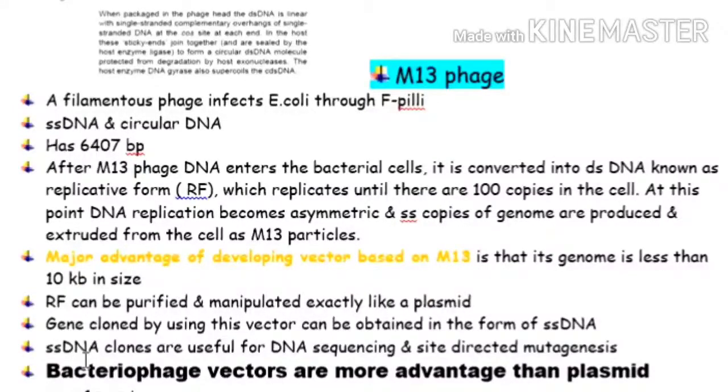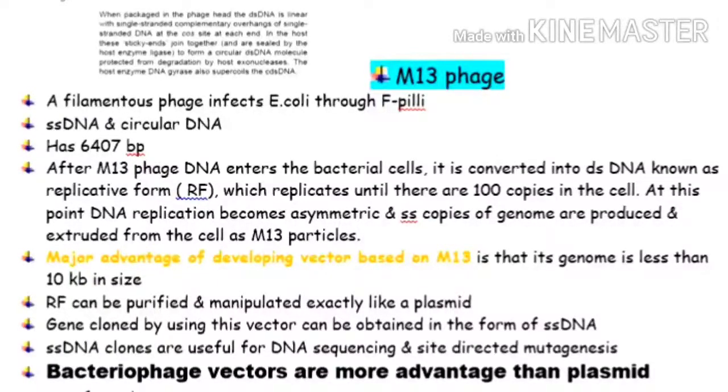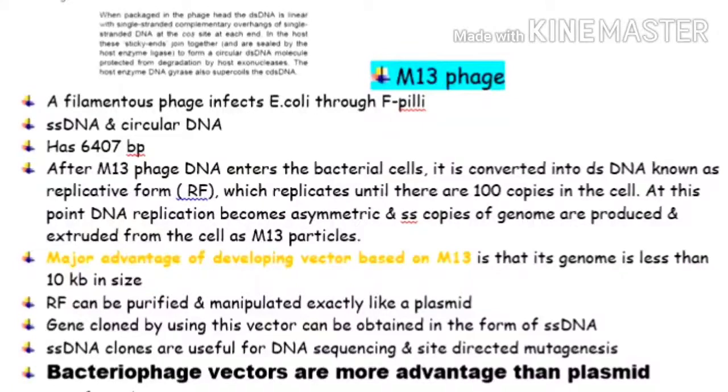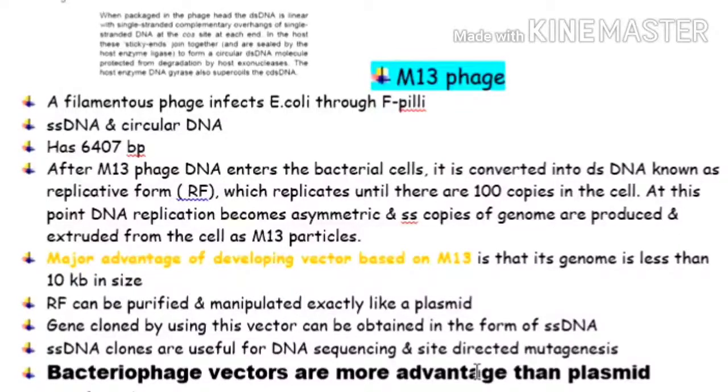Now the question can be asked: when plasmids are there and bacteriophages are there, why should we use bacteriophage? Bacteriophages are more advantageous than plasmids. The reason is that a bacteriophage vector can be used for large DNA fragments. They can be easily detected at the time of the cloning experiment, and because they have a high copy number per cell within a bacterium, we can get a large number of copies in a short duration of time. This is why we prefer to use bacteriophage.